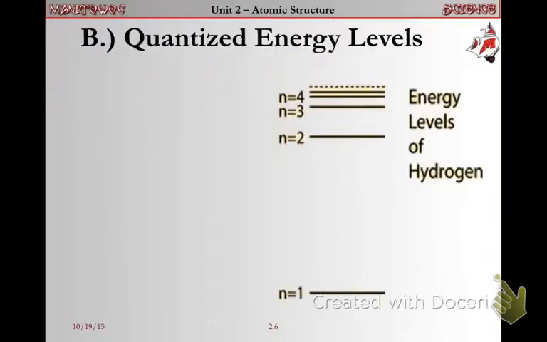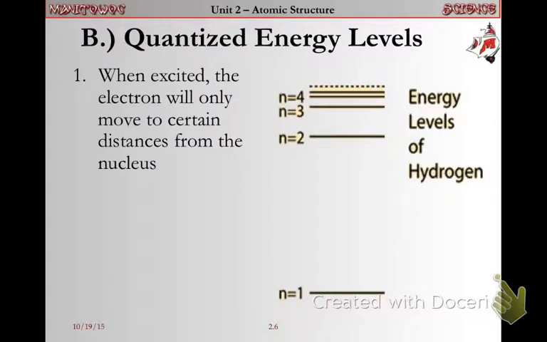All right, so let's go a little bit deeper into that. Now, in order to figure out exactly what energy level the electron jumped up to, it's very important to understand that these energy levels are quantized. It's a new term, so I'll define it in a second. So when these electrons are excited, the electron will only move to a certain distance from the nucleus. And you might say, well, how can that be? Well, just think of it like rungs on a ladder.